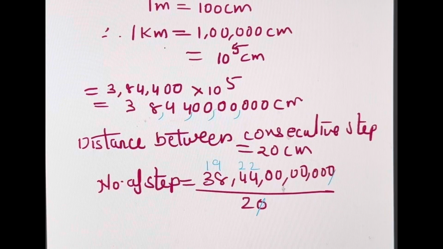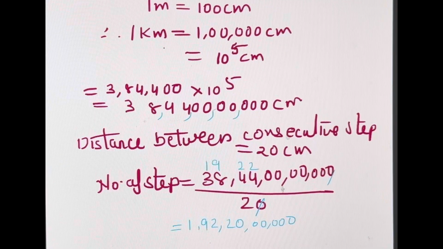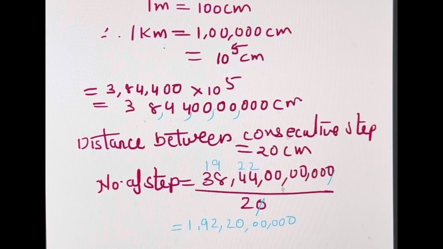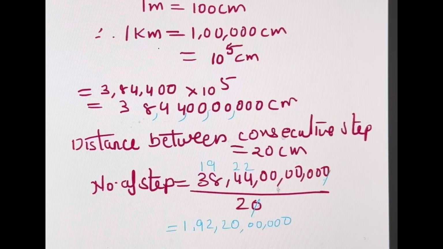So that's why the answer which is given over here is 19220 and 5 more zeros. That is around 192 crores, if you read it. So have you understood the answer which is given in the textbook? Why it is that answer? How do you get that answer?